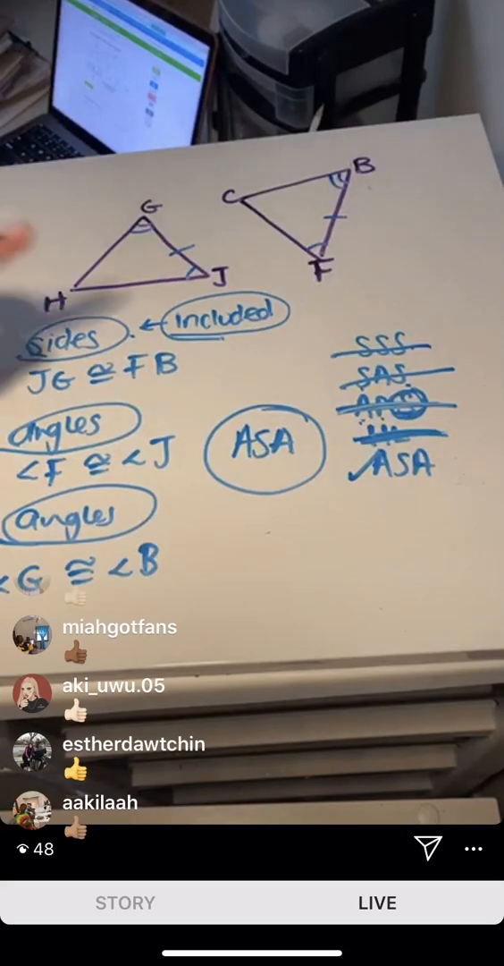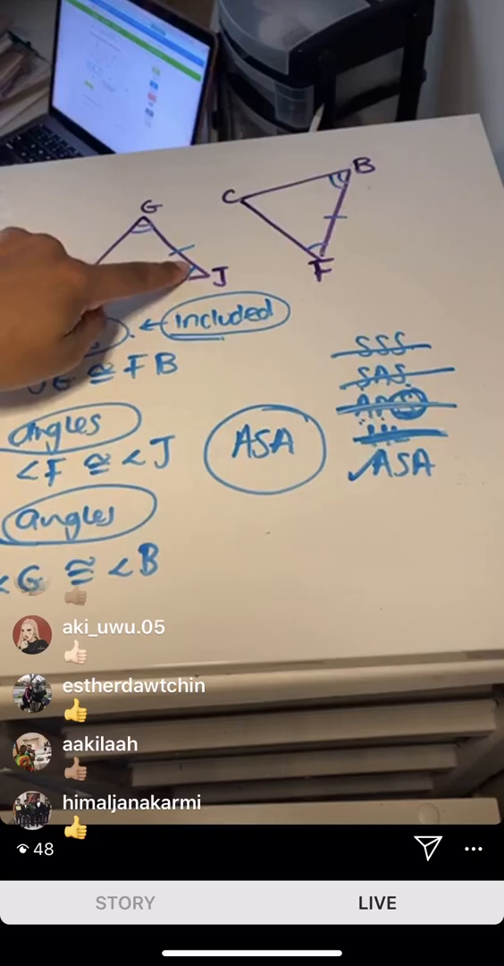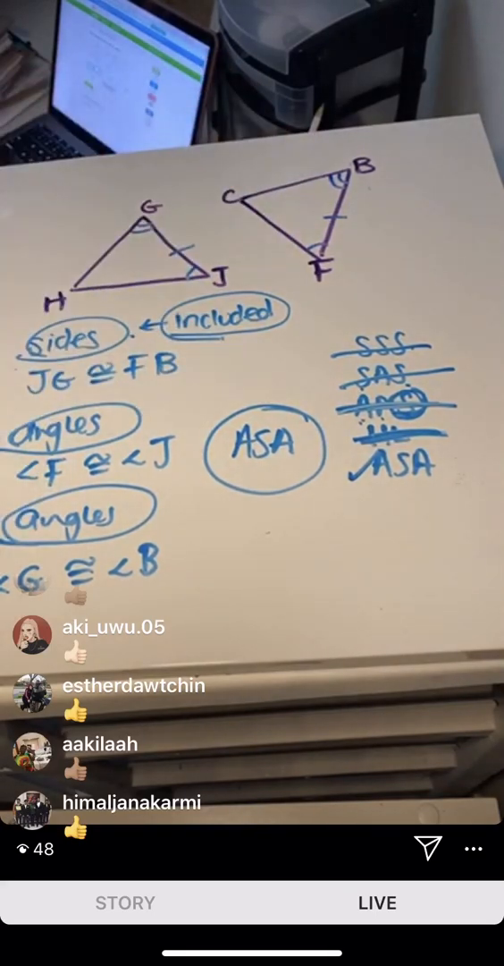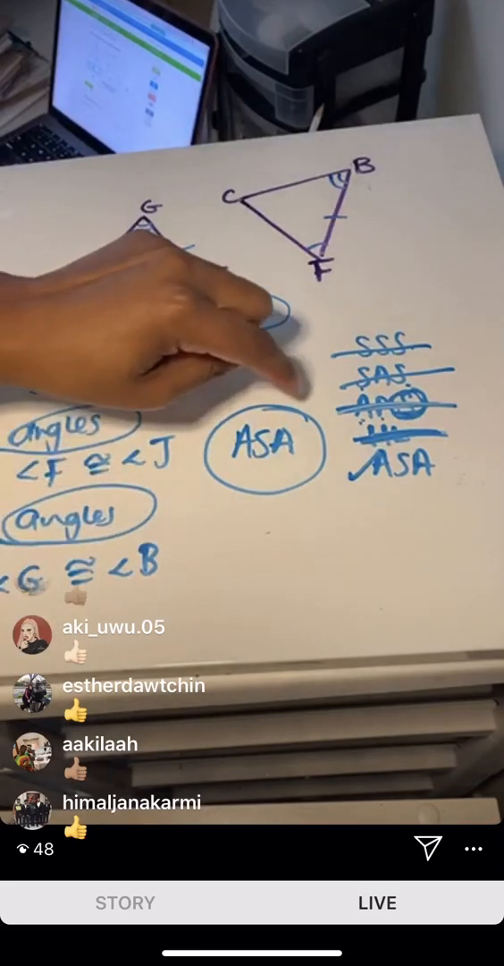And remember to read them in order. This has an angle, side, angle. Angle, side, angle. So you know that the answer is going to be angle, side, angle.